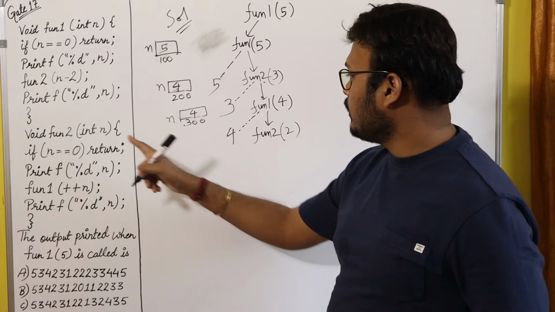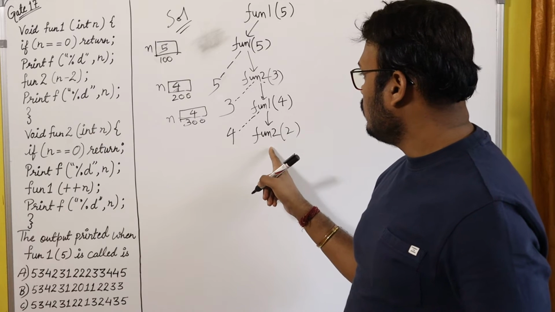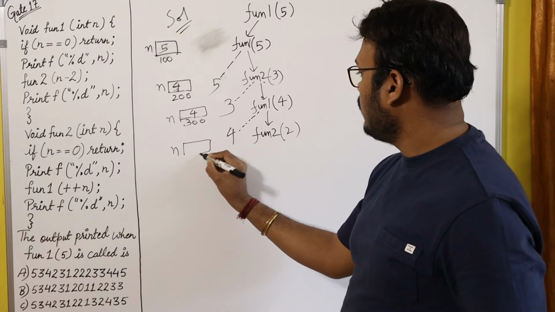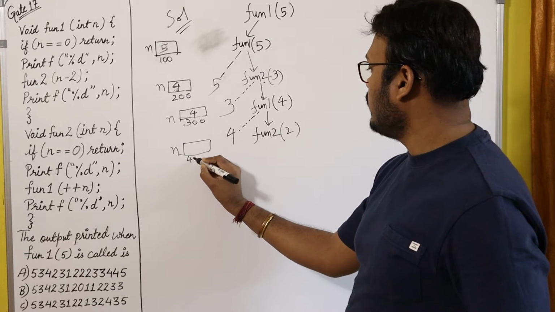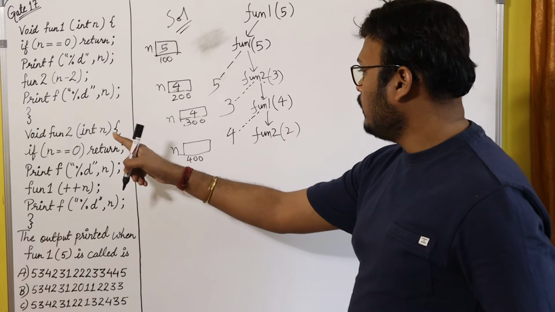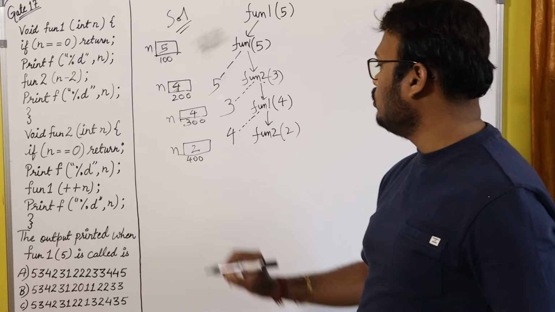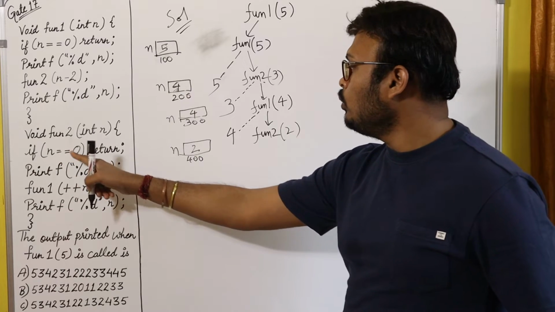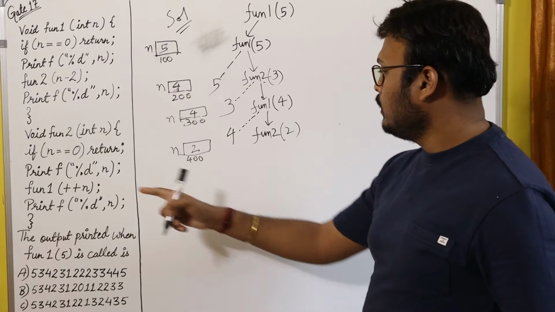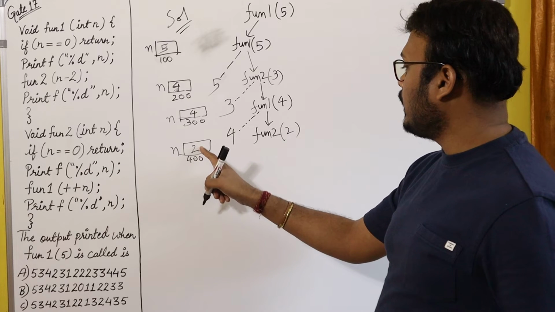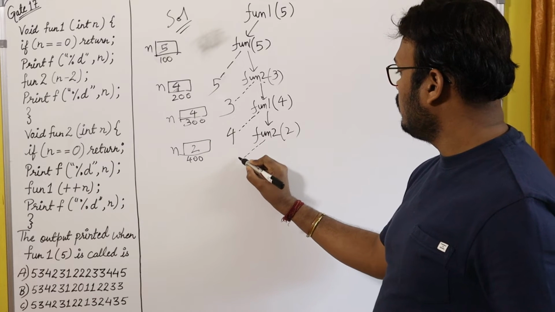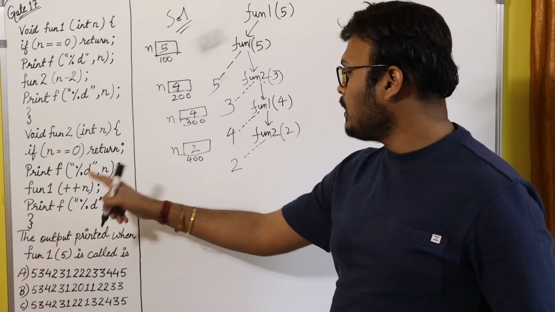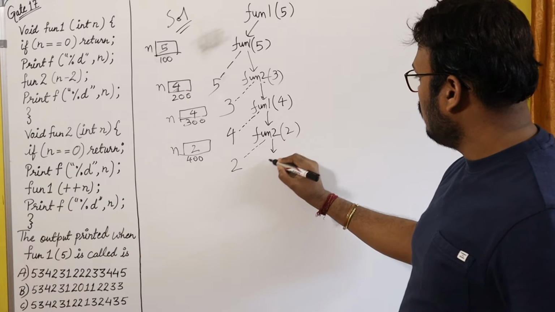So now let's come to fun2. The local variable for fun2 is n, and let's give it address 400. This n receives the value 2. Fine. Now, if n equal to 0, 2 equal to 0, obviously no, then print the value of n, that is 2. Here 2 will be printed. Now fun1 of pre-increment n, so it will call fun1.